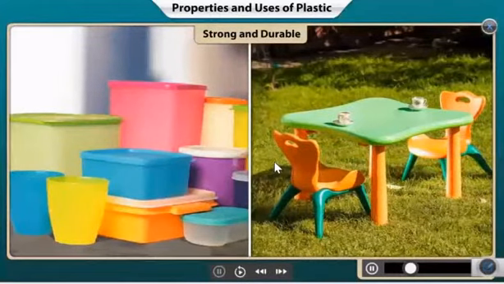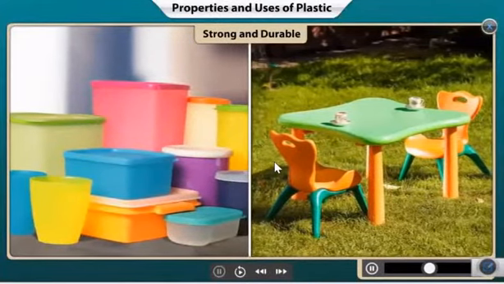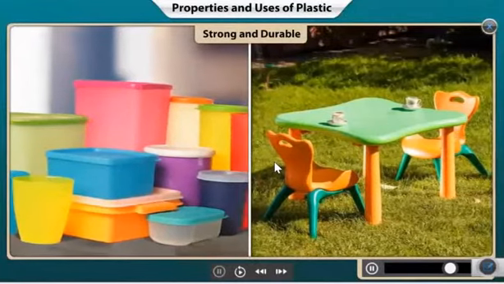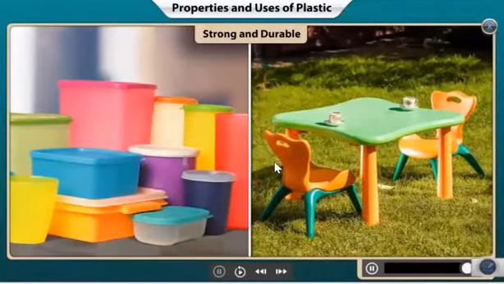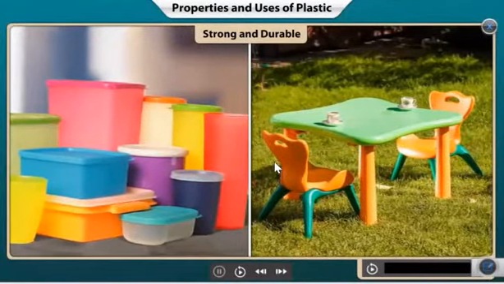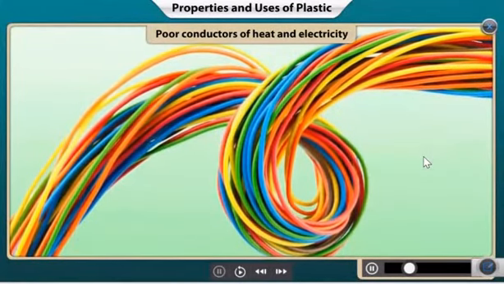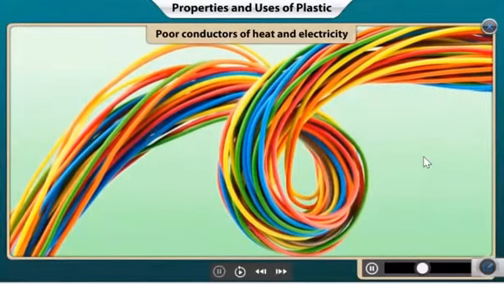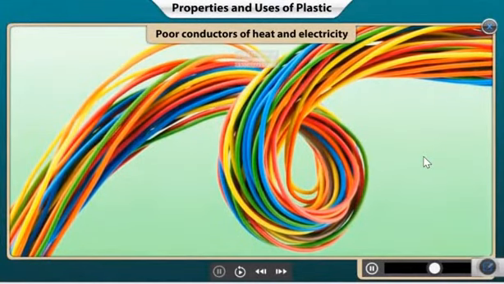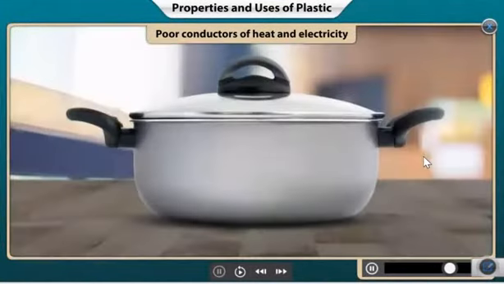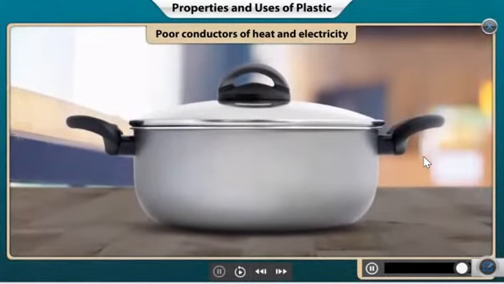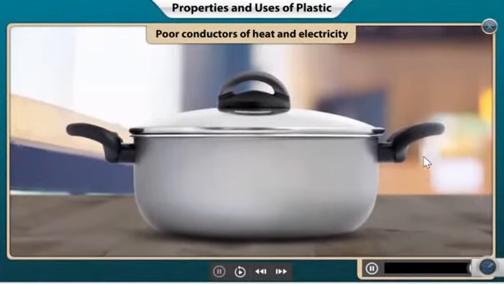Plastic is strong, durable, and cheaper than other materials. Hence, it can be used to make items like tables, chairs, buckets, storage containers, and so on. Plastic is bad conductor of heat. Hence, it is used as an insulator around the copper wires to carry electricity safely. Plastic is also a poor conductor of heat. Hence, it is used to make handles of cooking vessels.